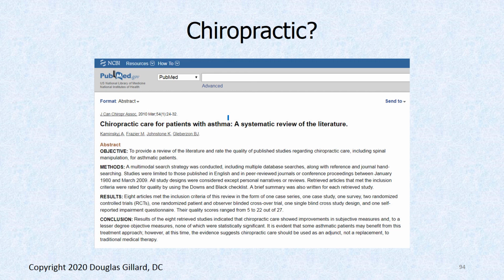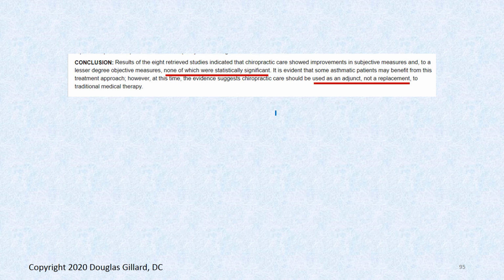I guess, do I even have to put this in? I guess I do, because I had some students under the impression that they can treat patients with asthma with chiropractic manipulation. Absolutely ridiculous. Here is a journal article from the Canadian Chiropractic Association 10 years ago, a systematic review of the literature, which is very powerful, and they concluded there was no statistical significance. In the best studies, there were 8 good studies that we had, and there was no difference between asthmatics treated with chiropractic versus not.